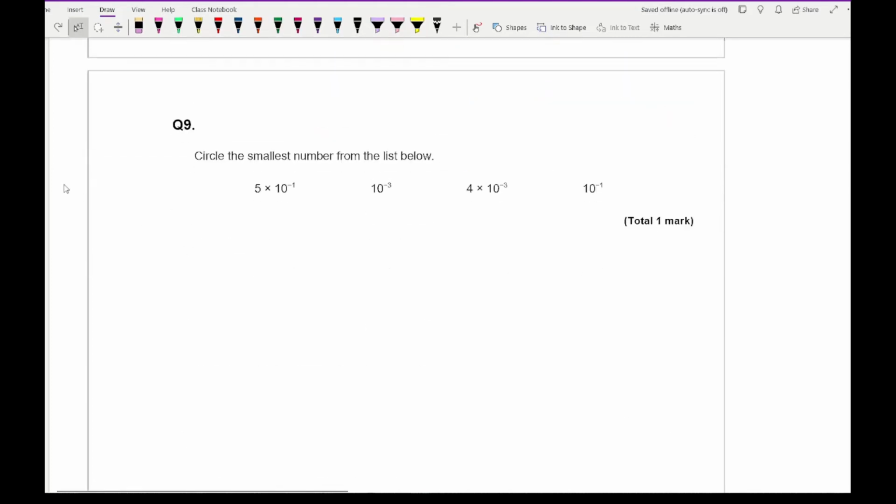Then question 9, it says circle the smallest number from the list. And again, you could either type these into your calculator or you can just simply know. So this is going to be 0.5. This is 0.001. This is 0.004. And this is 0.1. So then which of these numbers is the smallest? Well, it's going to be this one here.